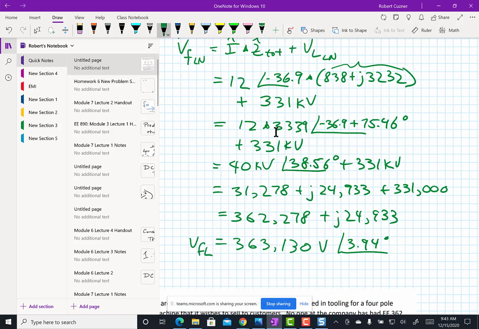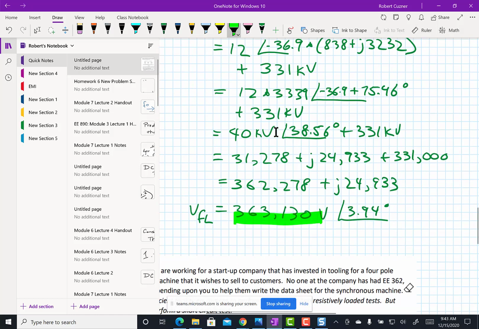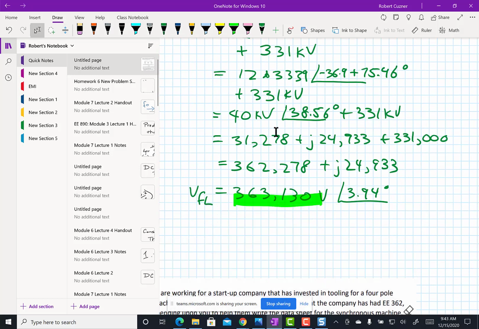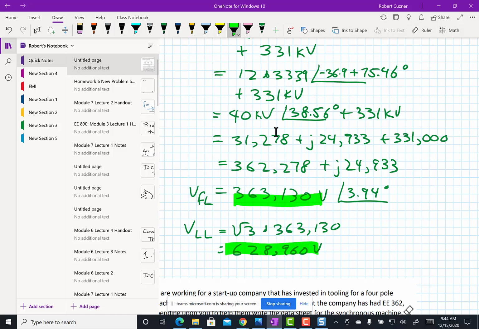Okay, so I've almost got the answer. The answer is that times the square root of 3. The line-to-line voltage at the sending end is the square root of 3 times 363,130, which is 628,960 volts.